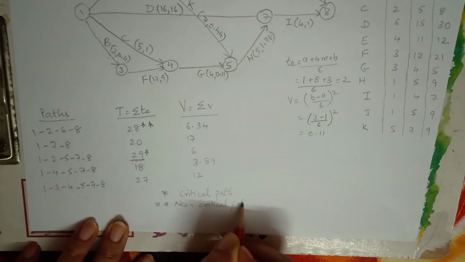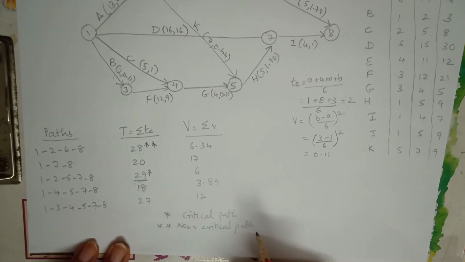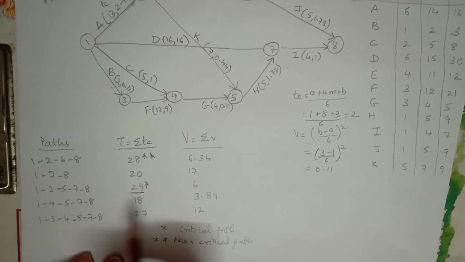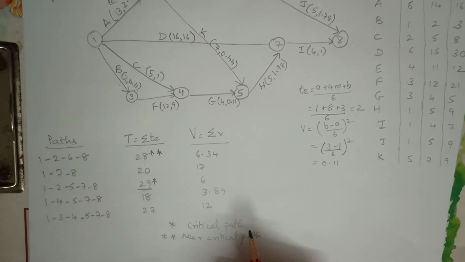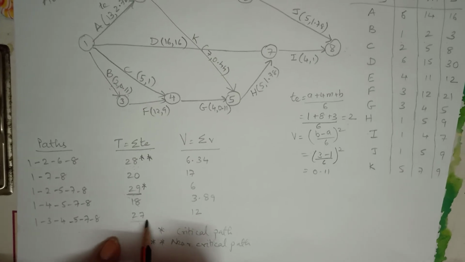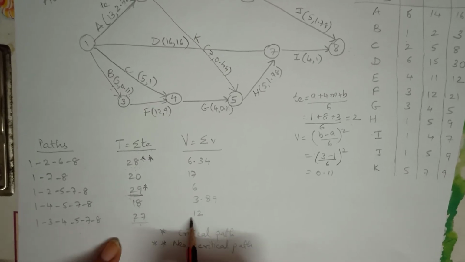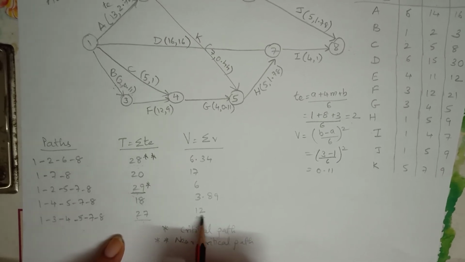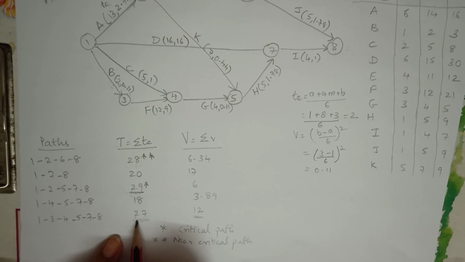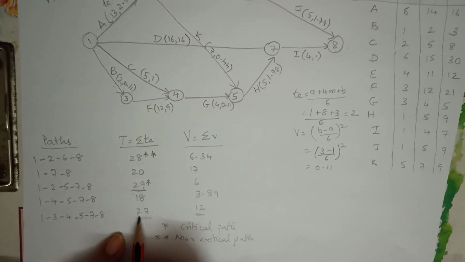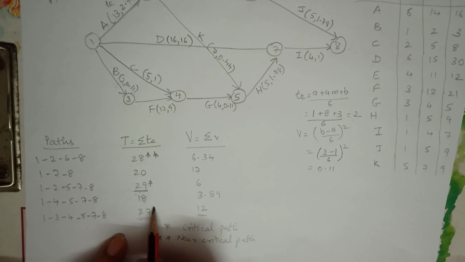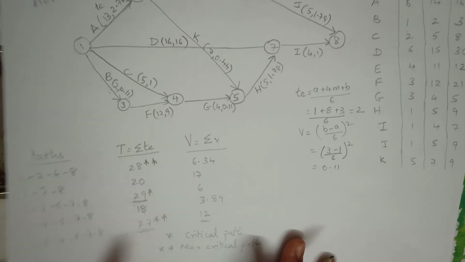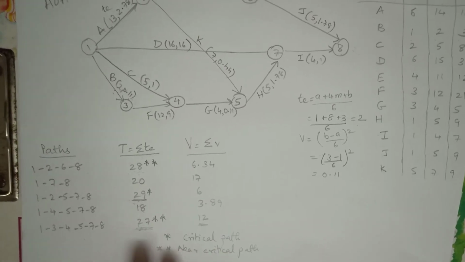A near critical path can also be identified by a TE value which is closer to the critical path, and also by a value which has a very high variance. If you see this value 27, it is closer to the critical path as well as it has a very high variance value. As I have already told you, a very high variance value indicates that this TE value is less reliable. Less reliable means there is a chance this path can become critical. So we consider this also as a near critical path. So this is how we find the critical path and near critical path in PERT.